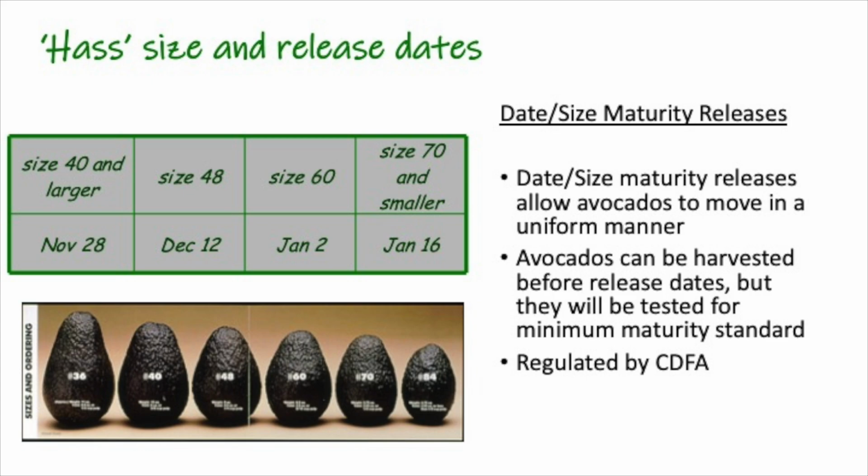So what does that mean? If you want to go out and pick your Hass fruit before December 12th and you're size picking, say size 48, you have to call the Avocado Inspection Service and say, okay, I'm picking today, and they need to verify that that fruit is the minimum maturity of 20.8 for Hass. If you pick on December 13th, you can pick whatever you want for that size. Okay, that's basically how the release dates work.